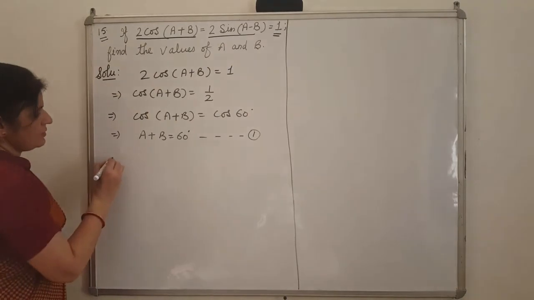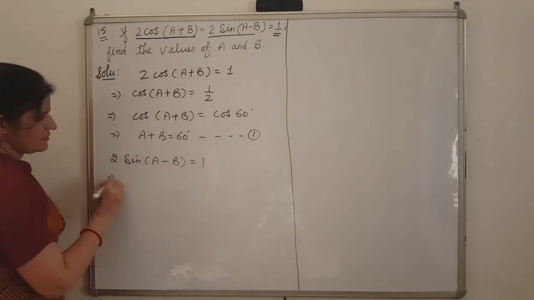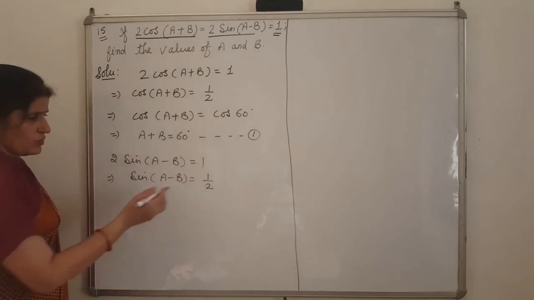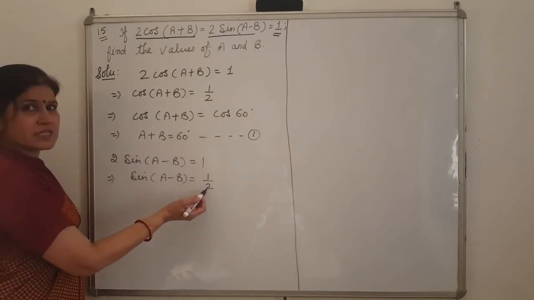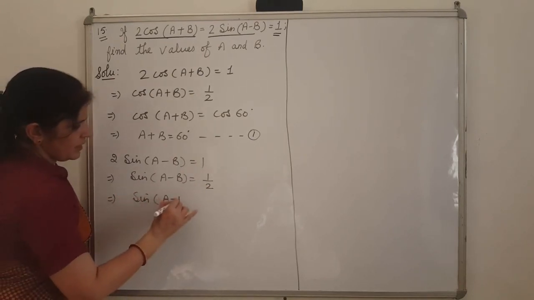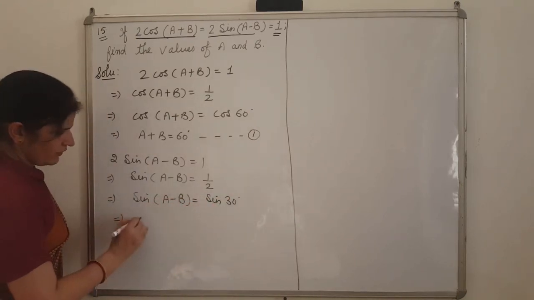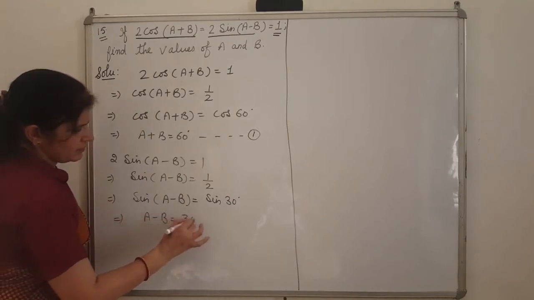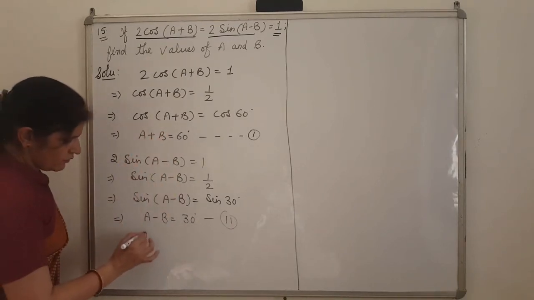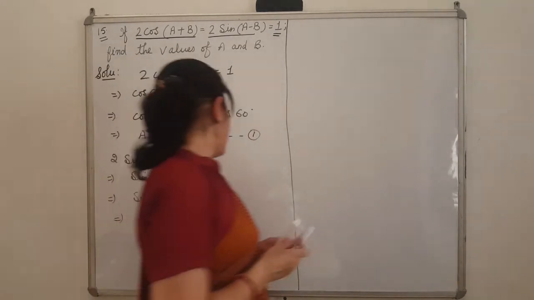Now we will take the next one. 2 sin(a minus b) equals 1. It means sin(a minus b) equals 1 over 2. In sin, 1 over 2 is value of sin 30. So sin(a minus b) equals sin 30 degree. On comparing, we get a minus b equals 30 degree. This is our second equation. Now we will solve both the equations, first and second. What we get?